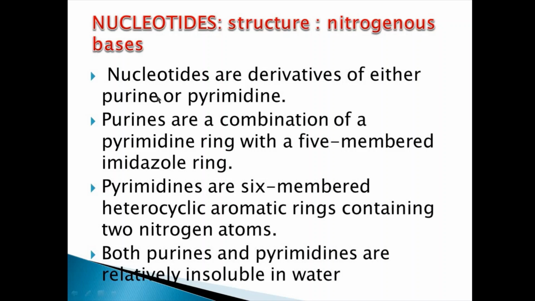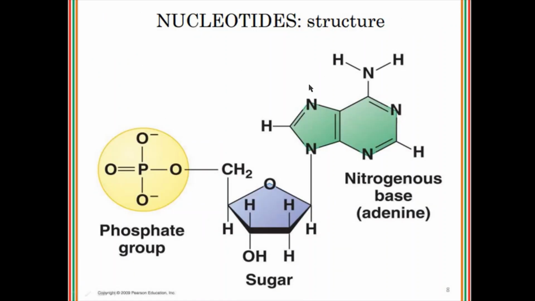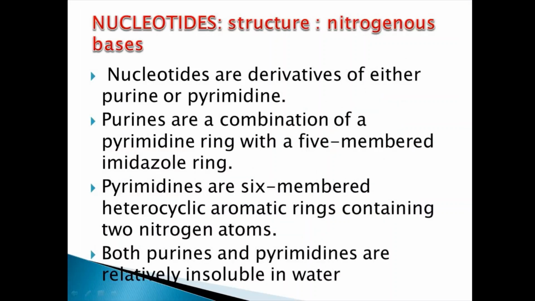All right, so nucleotides are made up of nitrogenous bases. Nitrogenous bases, what we saw here, this is a nitrogenous base. Now, a nitrogenous base is simply a base that is cyclic and contains nitrogen. There are two types of nitrogenous bases. We have what we call purines and pyrimidines. So everyone needs to understand what a purine is and what a pyrimidine is.